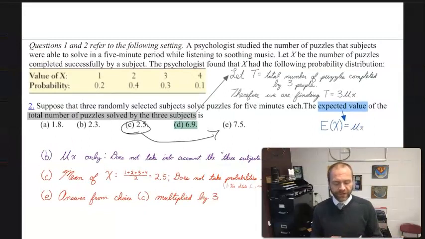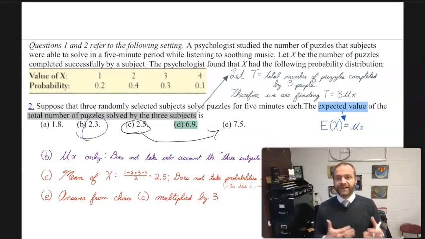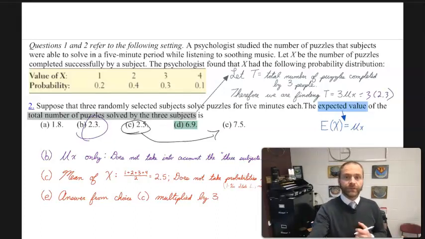So we knew that this one was wrong because it did not take into account the 3 subjects. So if I take 3 times 2.3, I would get the 6.9, which is the answer. And that's question 2. Moving on.